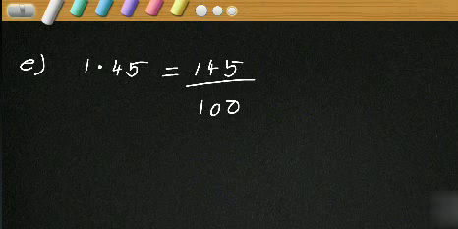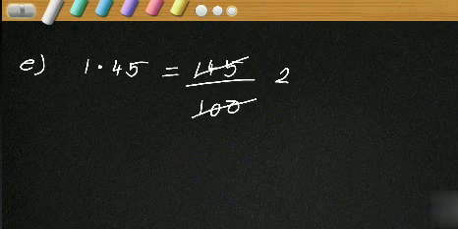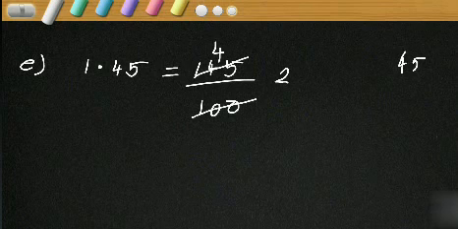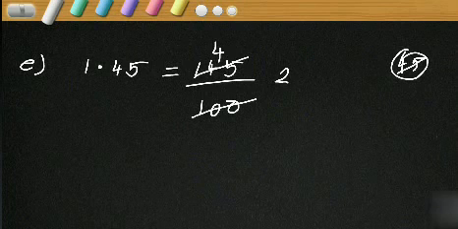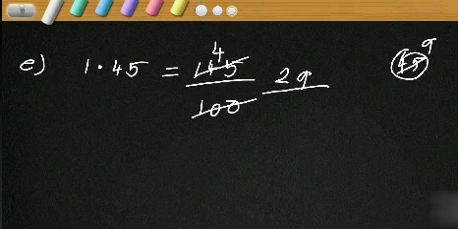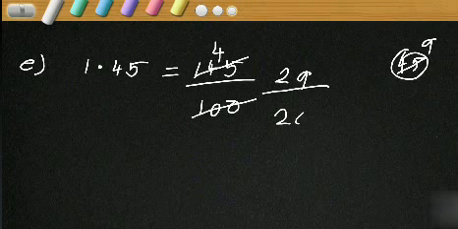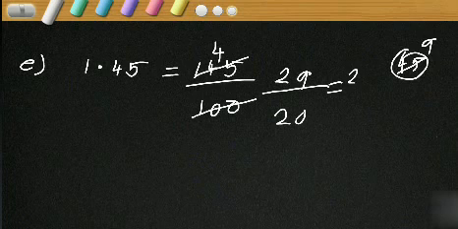A common factor exists. Can we stop here? No, there exists common factor 5. So let's cancel by 5. 5 twos are 10 only, 10 after 11, 12, 13, 14, 4. Keep this 4 and the coming 5 together in mind, it becomes 45. 5 nines are 45. So 29 in the numerator. And in the denominator, 5 twos are 10 and 0. So 20. Is there any common factor further? No. So 29 by 20 is the final answer.